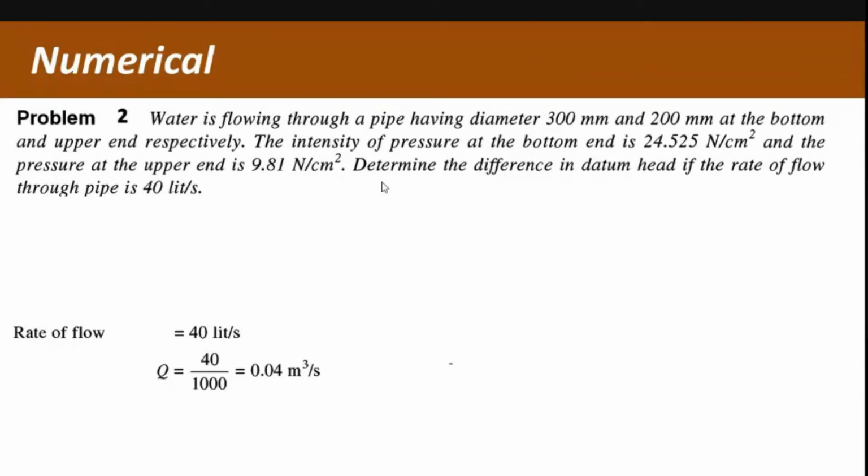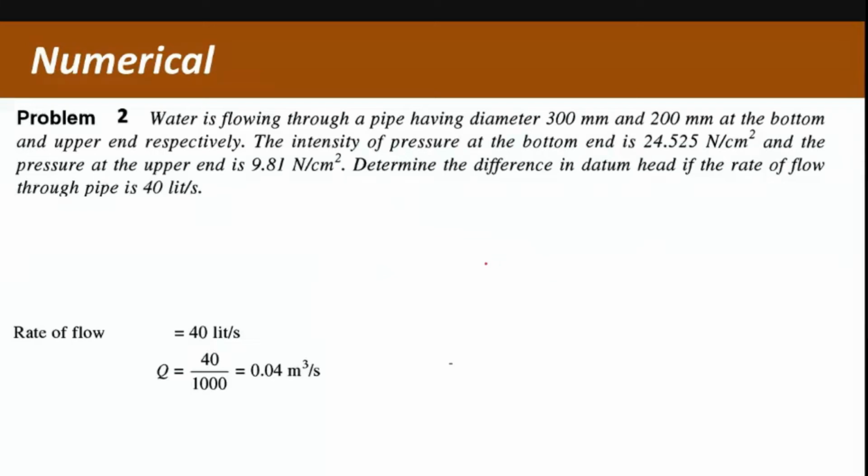Determine the difference in datum head if the rate of flow through the pipe is 40 liters per second.